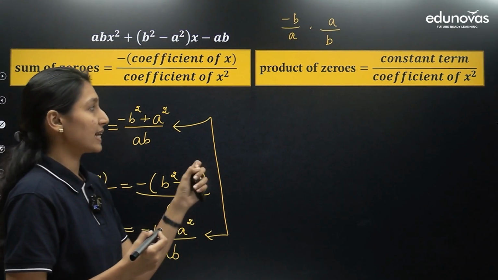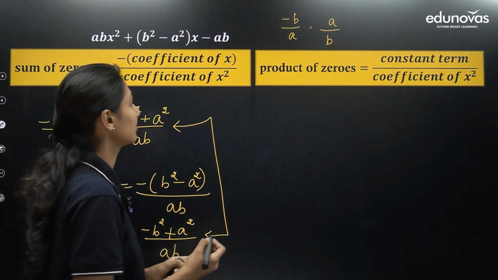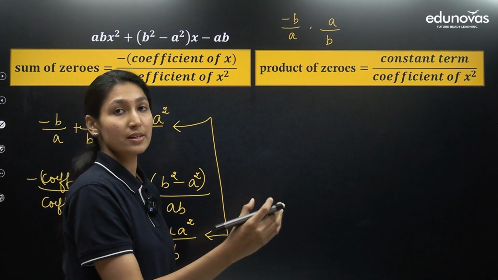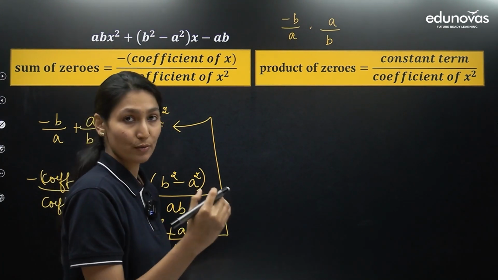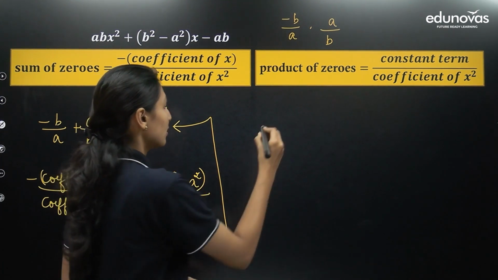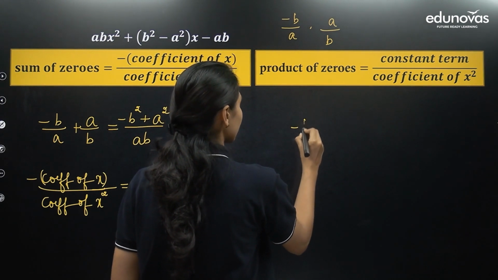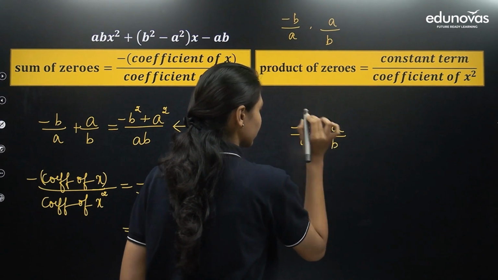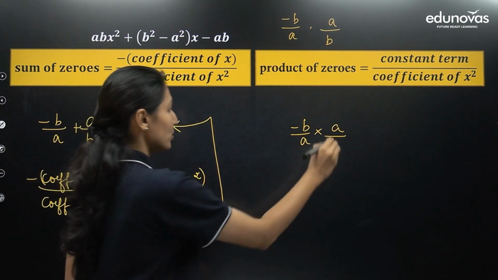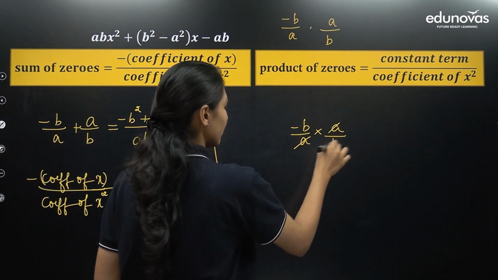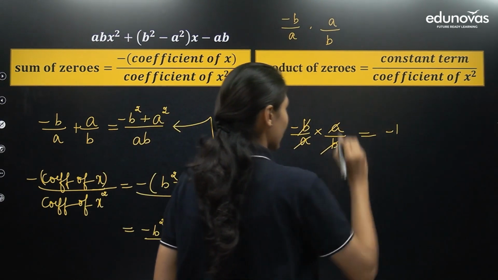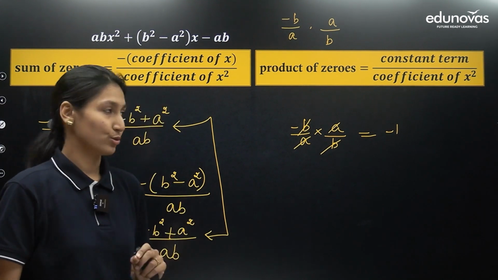Now let's verify the second relation. It says the product of the zeros must be equal to the constant term over the coefficient of x square. So consider the product of zeros. It is minus b by a into a by b. Cancel out a and then b. So we get minus 1 as the product of zeros.